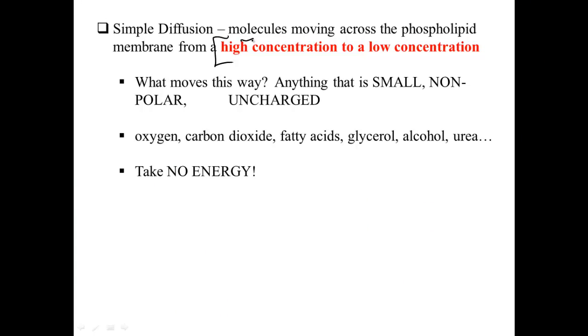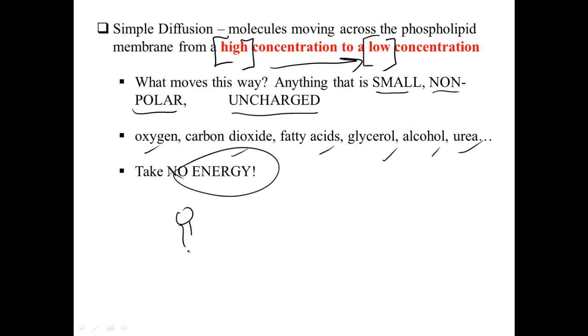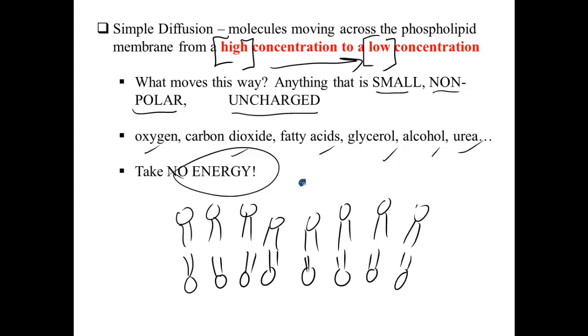So simple diffusion, we know, is when molecules move from a high concentration across the membrane towards a low concentration. So anything that's small, that's not polar and not charged can move this way. So we talked about oxygen, CO2, fatty acids, glycerol, alcohol, urea, and it doesn't take any energy. So if we look at this phospholipid bilayer membrane, we draw a little oxygen molecule. It's small, it's not charged, it's not polar, and it can go straight across that phospholipid membrane.